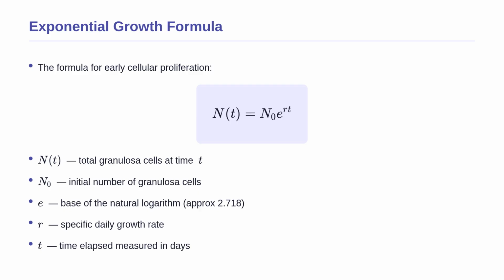N of t represents the total number of granulosa cells present at a given time t. N0 stands for the initial number of cells when observation begins. The constant e is the base of the natural logarithm, roughly 2.718. The variable r is the daily proliferation rate, and t is the time elapsed in days. If the growth rate r increases, the follicle expands much faster. Conversely, a decrease in r indicates a failing follicle that will soon undergo cell death.